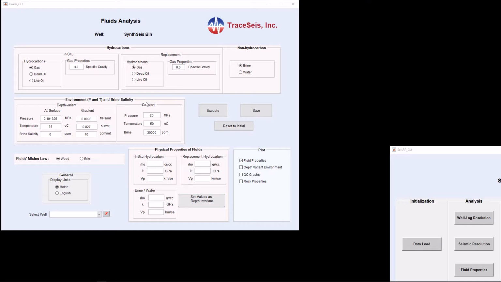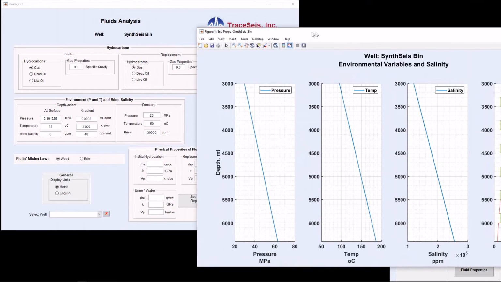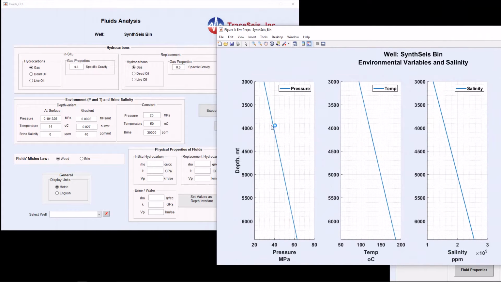This is the box to compute pressure, temperature, and brine salinity. To the left are the parameters to compute these as depth variant properties, and to the right as depth invariant. For the depth variant case, these are parameterized with a constant value at the surface and a gradient of depth. This is done for the pressure, temperature, and brine salinity, and this can be QC'd with the depth variant environment plot. So these are the pressure, temperature, and salinity computed as a function of depth using these parameters.